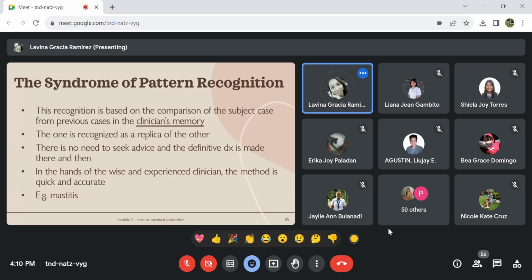So, in the hands of the wise experienced clinician, the method is quick and accurate. Sabi ko nga, do not feel sad if you're not really that confident in judging what possible condition it is. You still have time to improve your educational guess. Kaya nga, supplement yourselves with readings kasi hindi nawawala yan. The readings will help you a lot as a reference. And of course, it's exposure, your exposure to the field, particularly with different conditions.